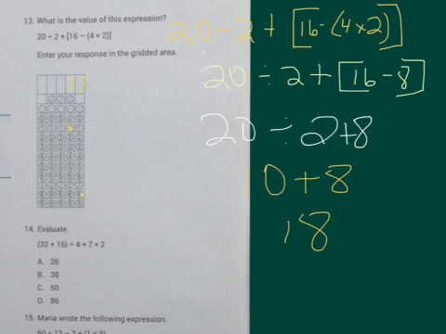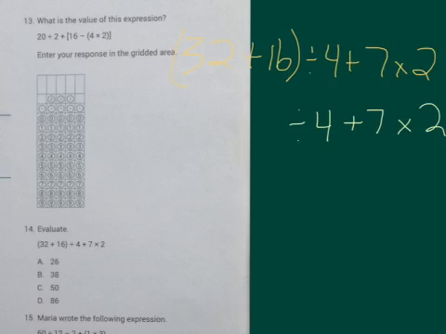So number 14, it says to evaluate. Let's go ahead and work it out. Okay, so we'll go ahead and work in our parentheses. So 32 plus 16 is going to give us 48. And then continue working our order of operations.